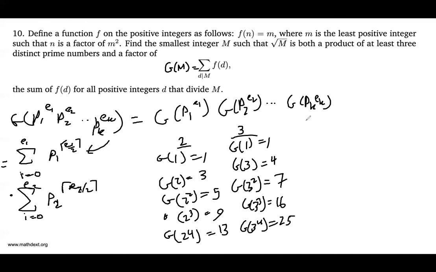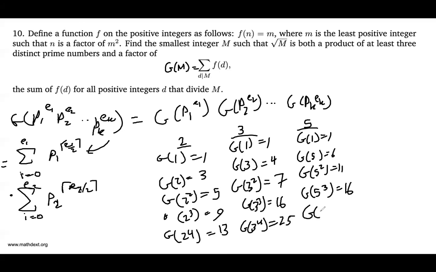Now let's look at 5. G of 1 is equal to 1. G of 5 is equal to 6. G of 5 squared equals 11, so on and so forth. I'm just going to do this for the primes 5 and 7 because we'll actually need them. G of 5 to the power of 4, excuse me, this should be 11 plus 25, which is 36. This guy should be 61.